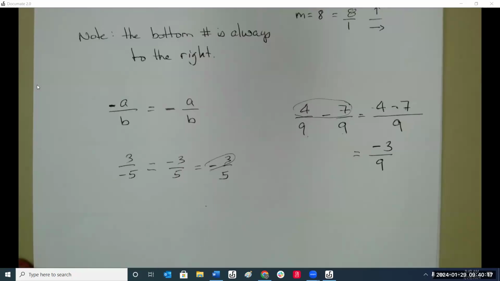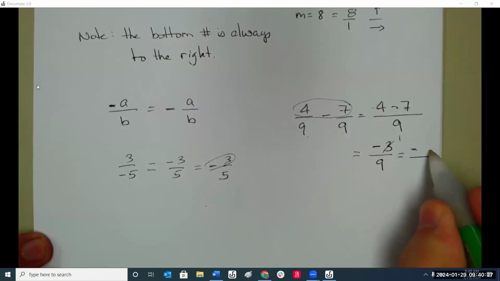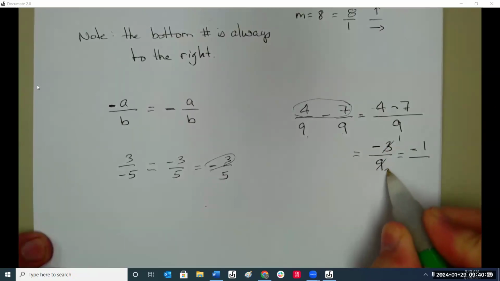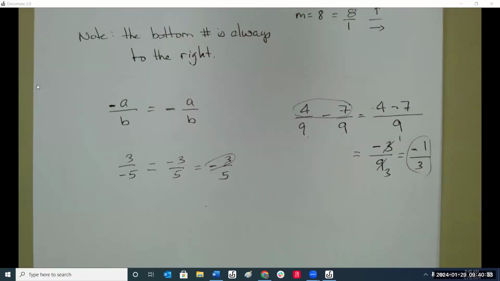Are we done? What do we got to do next? Simplify. 3 goes into 3 once. 3 goes into 9 3 times. So there is your slope. Always simplify your answer as far as the fraction can go.